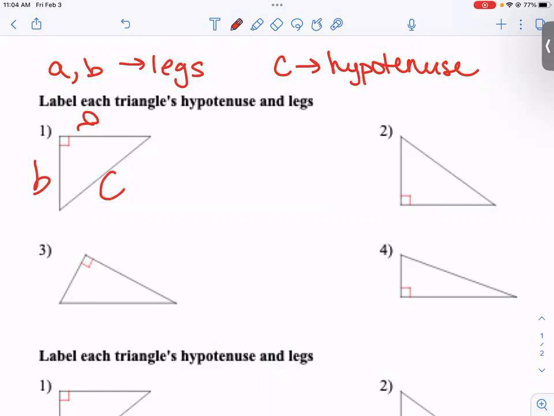Corin has labeled A, B, C. My biggest concern is C. Is C across from the right angle? Yep. Okay. Good. Finish. Number 2. Go, Bennett. Good. Very nice. Is C across from the right angle? Yep, sure is. All right. Let's see. Harper?